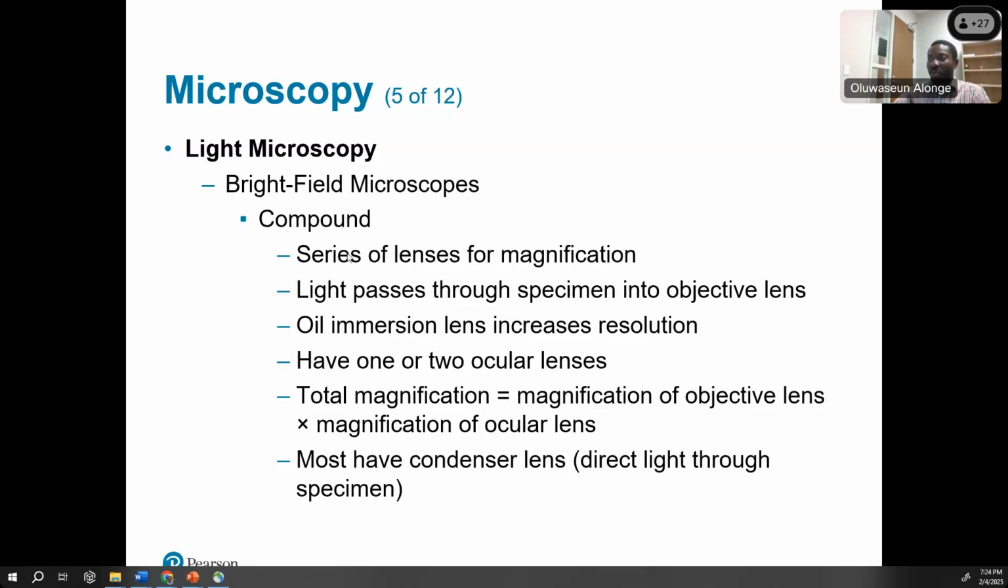Now, this is a compound microscope. You see, it has a series of lenses. That's the difference: simple has one lens, compound has multiple lenses. Because it has multiple lenses, we need to calculate the magnification eventually, which I'm going to show you in a bit. Let's go.